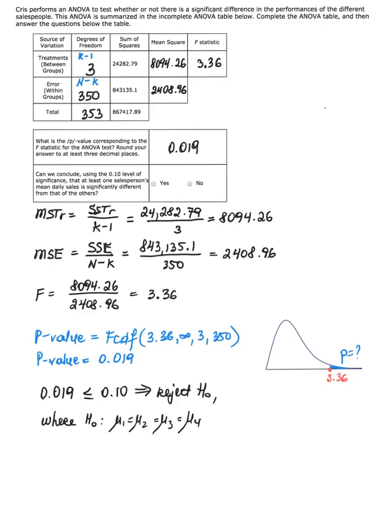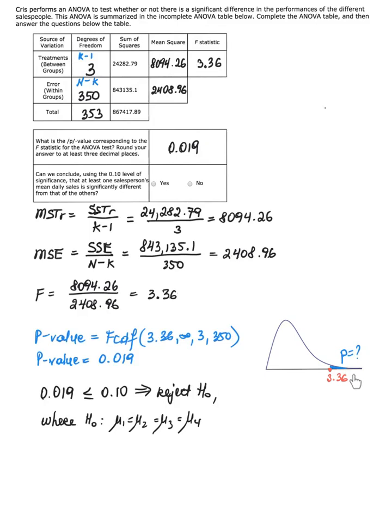Question 1. What is the p-value corresponding to the F statistic for the ANOVA test? Round your answer to at least 3 decimal places. We have an F distribution with a test statistic of 3.36. To find the p-value corresponding to this F statistic means finding the area to the right of that test statistic.